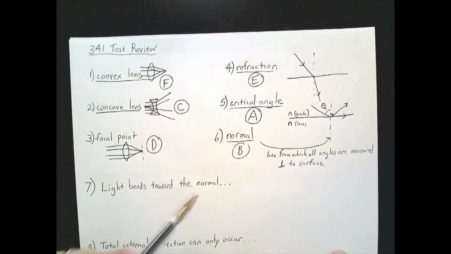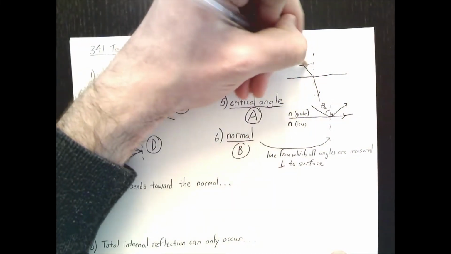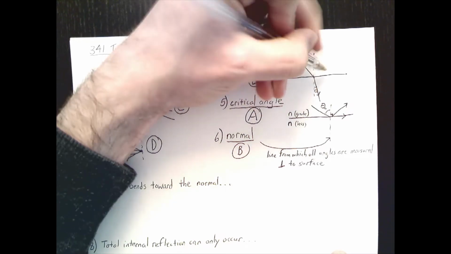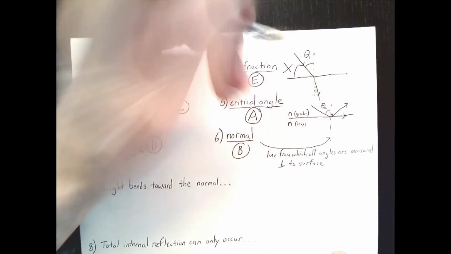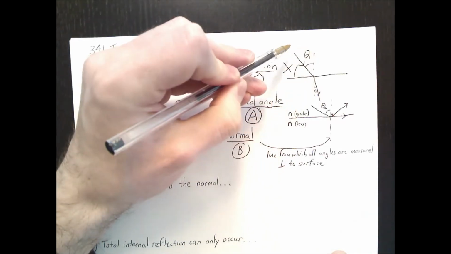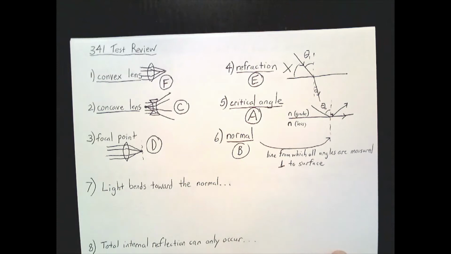And it's important to remember that all of our angles are measured from this normal and not the other way around. We're not going to measure this angle. We're going to measure it from the normal down to where the light ray is. All right, that does it for the matching.